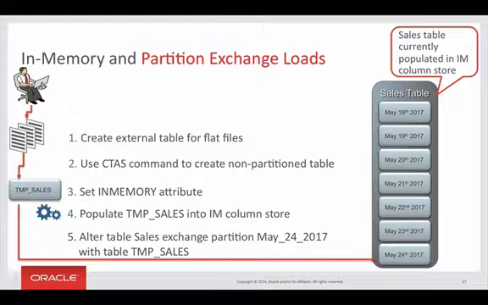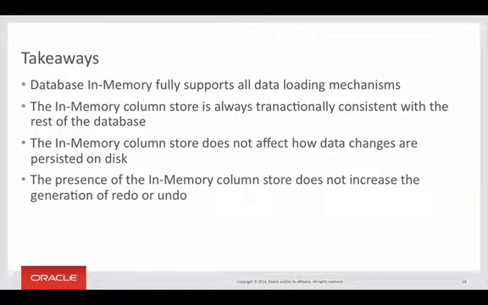to temp sales. So the new data is seen as the May 24th partition, and it's going to pick up all of the physical attributes that the original temp sales table had. So that means it will be in memory, and we'll be able to query it directly from the in-memory column store. So what will be in temp sales? Temp sales will now appear empty, just as the May 24th partition was empty.